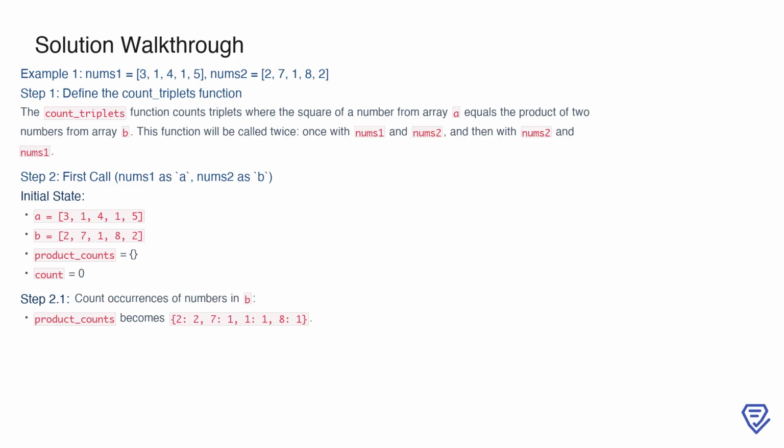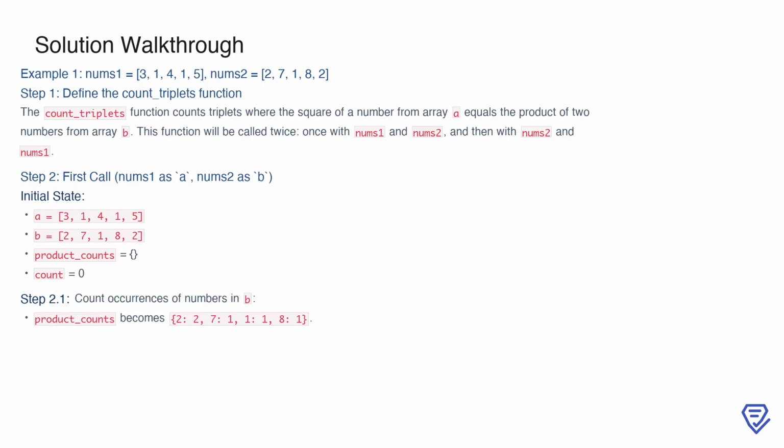For the first call, we initialize A as [3, 1, 4, 1, 5], and B as [2, 7, 1, 8, 2]. We also create an empty dictionary, product_counts, to store the frequency of numbers in B, and set count to 0. The first task is to populate product_counts with the occurrences of each number in B. After processing, product_counts becomes {2: 2, 7: 1, 1: 1, 8: 1}.